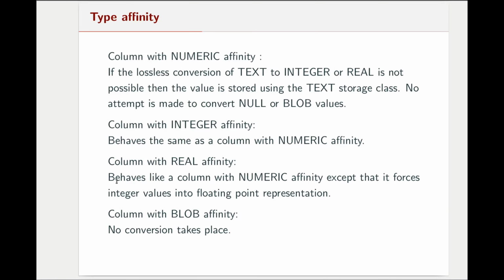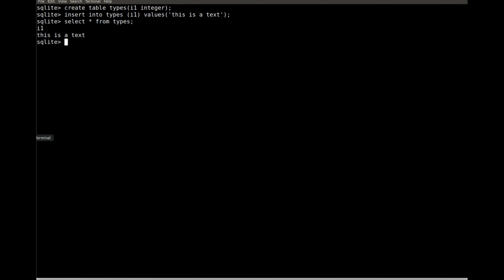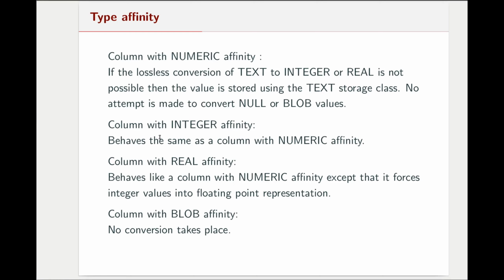Let's consider the next type affinity, numeric. If lossless conversion of text to integer or real is not possible, then it's just stored as text, whatever you provide. That's the reason why, even though we declared this as an integer, the underlying type is text. We'll soon dig into further details.